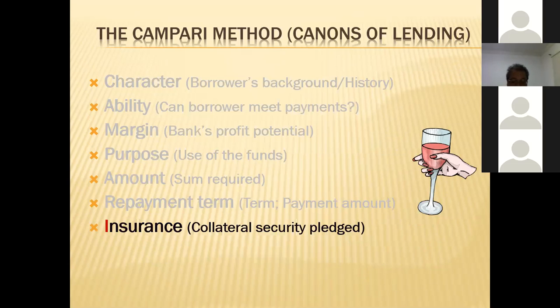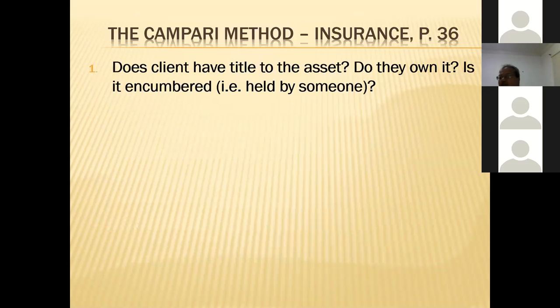Insurance, our collateral security pledged. So again, we have about 5 points to consider on this. So the first one is, does the client have title to the asset? That is, do they own it? Is it encumbered? And encumbered means held by somebody else. Okay, so those are some questions you need to ask yourself.